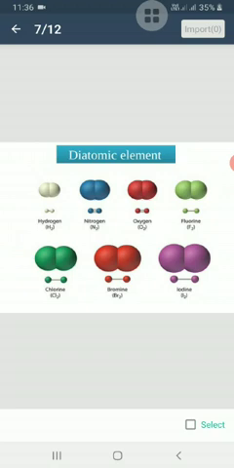The number of atoms present in a molecule of an element is known as its atomicity. Like in a molecule of hydrogen, the number of atoms is 2. So this is known as its atomicity. So the atomicity of hydrogen is 2, iodine is 2, oxygen is 2.